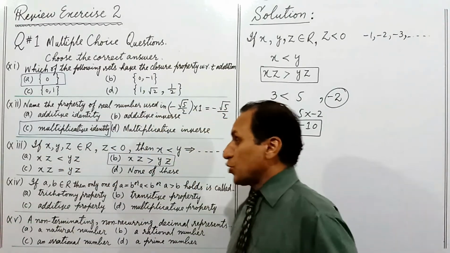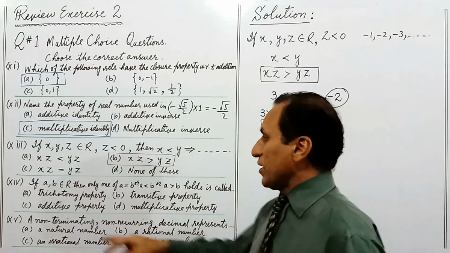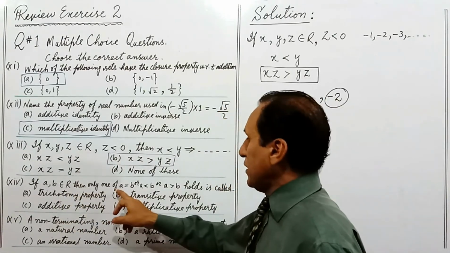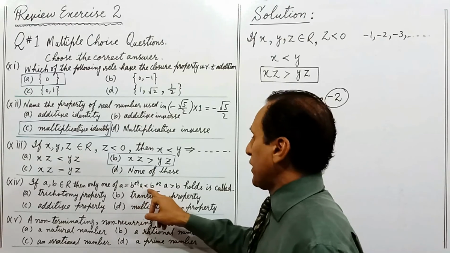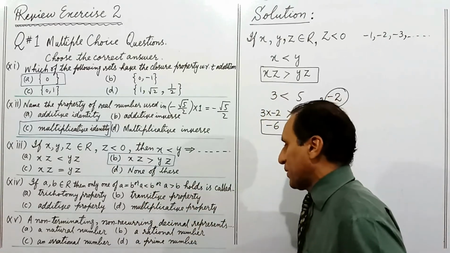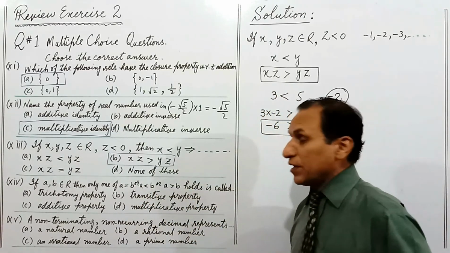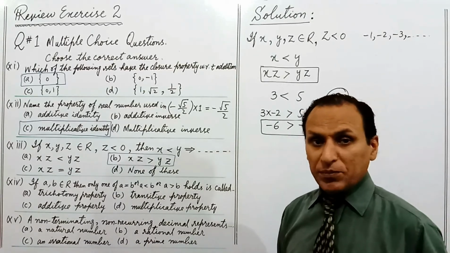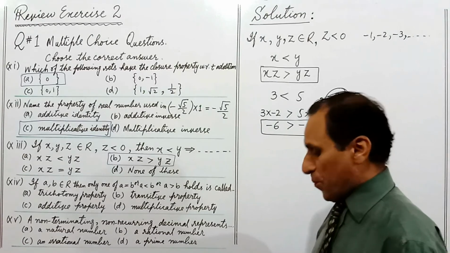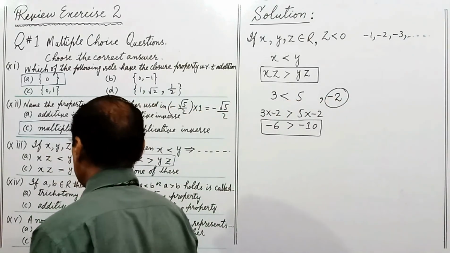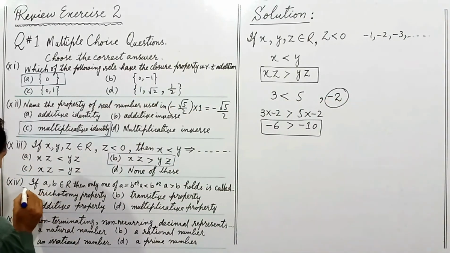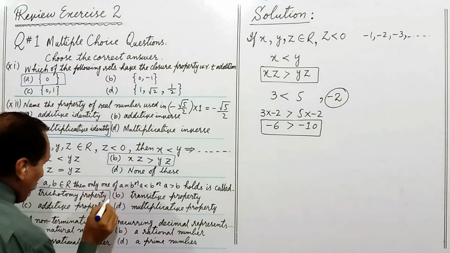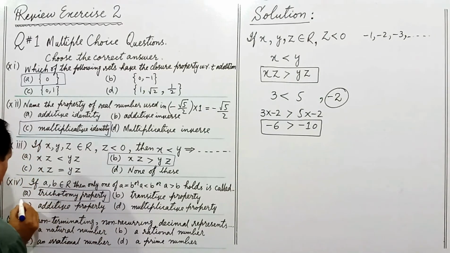So let's move to point number 14. If a, b belong to R, then only one of a is equal to b, or a is less than b, or a is greater than b holds, is called. Definitely, if you recall the lesson on properties of real numbers, it is the trichotomy property. The right answer is trichotomy property. So option A is the right answer.